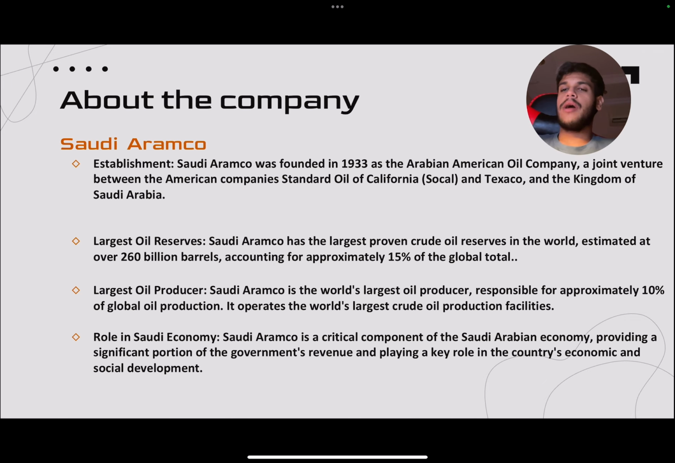About the company, Saudi Aramco was founded in 1933. It's considered the largest oil reservoir, accounting for approximately 15% of the global total. It's also considered the largest oil producer, responsible for approximately 10% of global oil production. Also, it's considered one of the bones of the Saudi economy, and Saudi Aramco plays a big role in it.